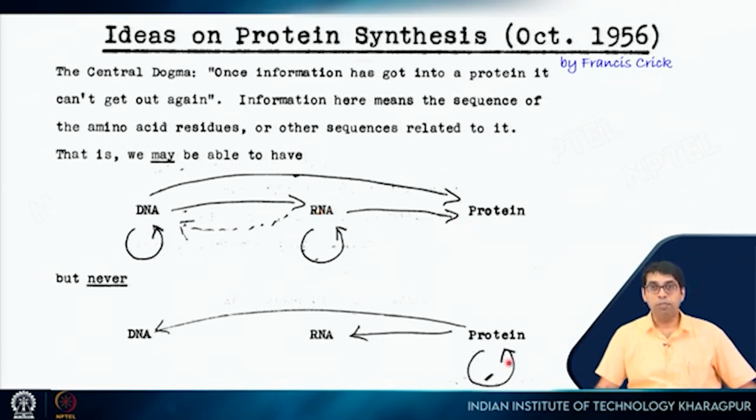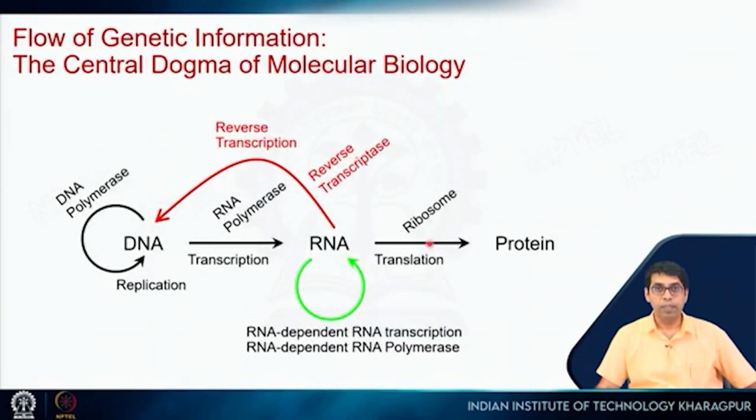But never can protein be copied into protein, protein be copied into RNA, or protein be copied into DNA, right? And so far, this has stood the test of time. This was proposed in 1956, almost 75 years back, and still it has stood the test of time. All of these steps have been discovered now. This is the modern version of the central dogma of molecular biology, and it looks exactly like what Crick had predicted 75 years back.